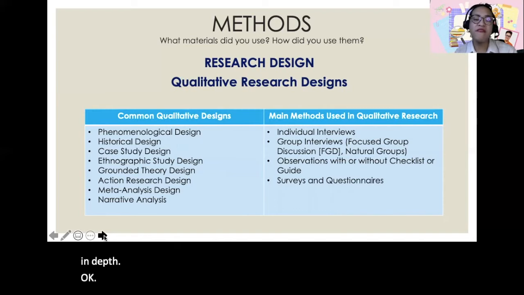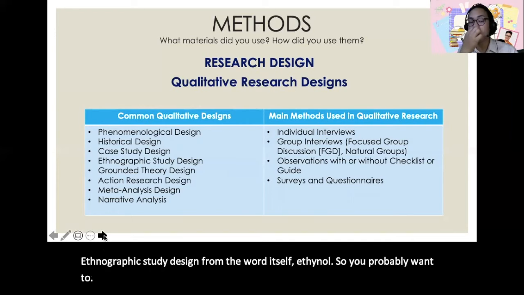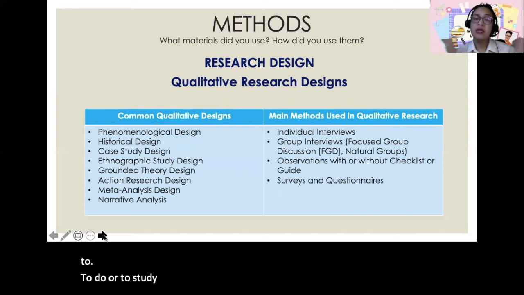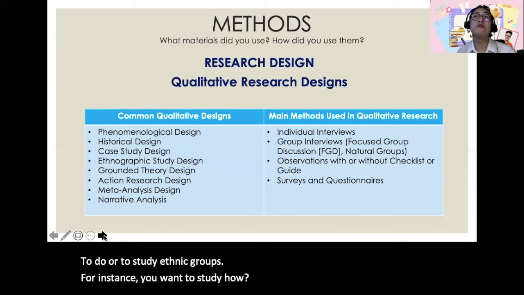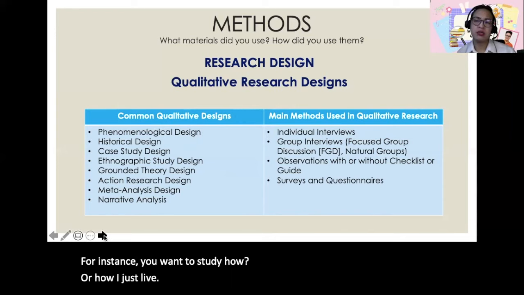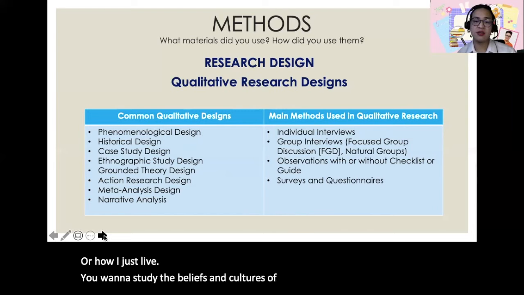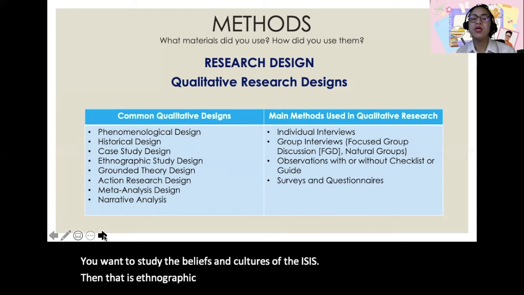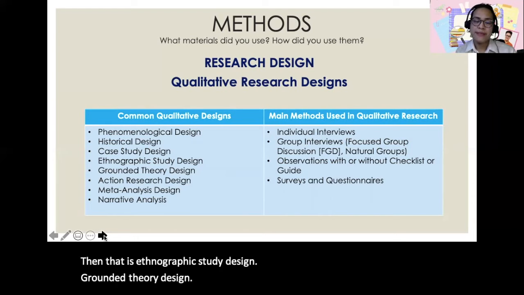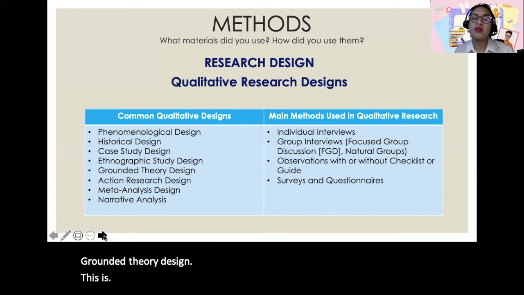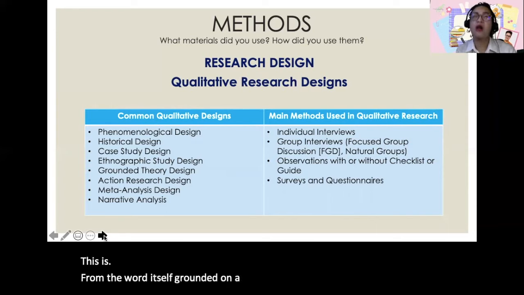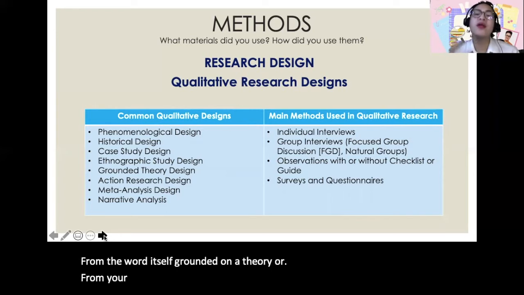Okay? Ethnographic study design, from the word itself, ethno. So you probably want to study ethnic groups. Like for instance, you want to study how people or how Aitas live, or you want to study the beliefs and cultures of the Aitas, then that is ethnographic study design. Grounded theory design. This is from the word itself, grounded on a theory. Okay, or from your data, you will come up with a theory.